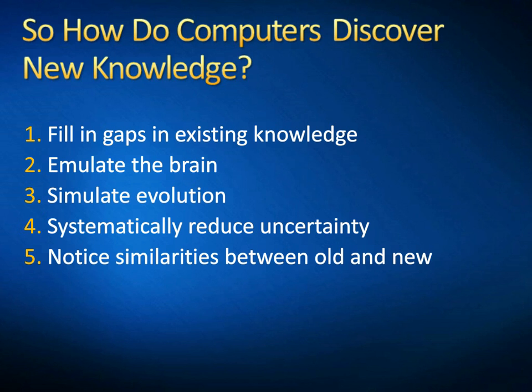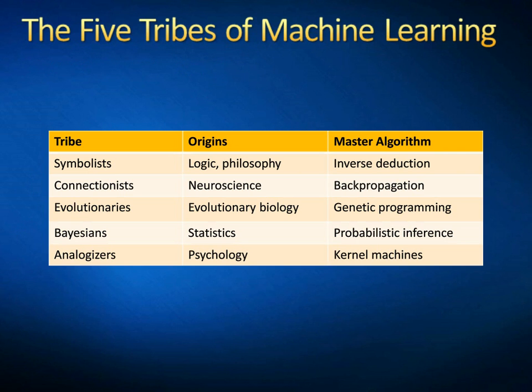And associated with each of these ways of discovering new knowledge, there's a major school of thought in machine learning. And it's quite fascinating. On the one hand, machine learning, I think, is very important because of all the impact that it's having in the world. But it's also a very fascinating field because each of these tribes, each of these paradigms, has its origins in a different field of science.